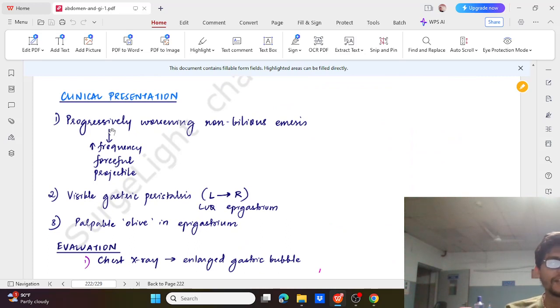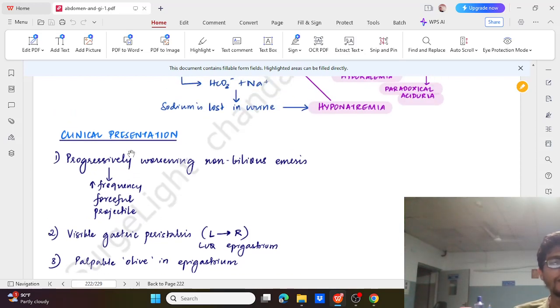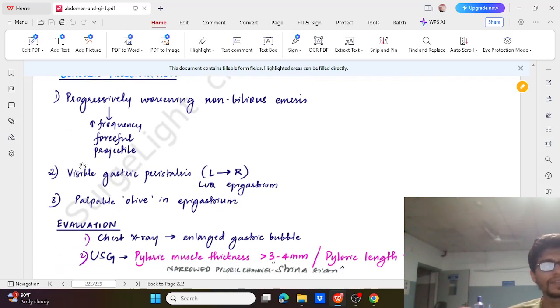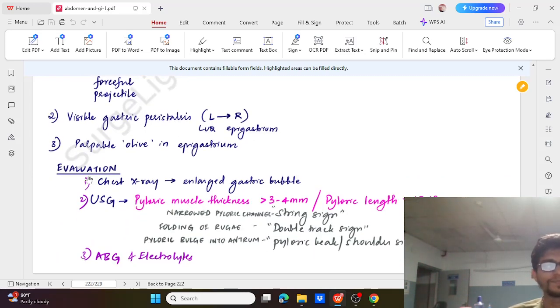The clinical presentation, as you have seen, is progressive worsening of non-bilious vomiting. Over time, it will increase in frequency, it will be forceful, and it will be projectile. Visible gastric peristalsis can be seen from the left upper quadrant to the epigastrium, and a palpable olive can be felt in the epigastrium.